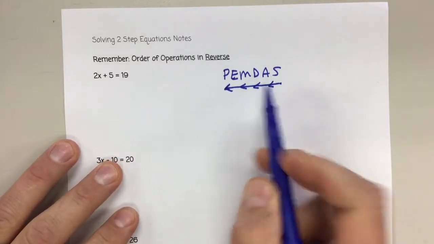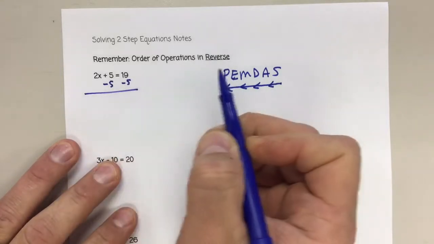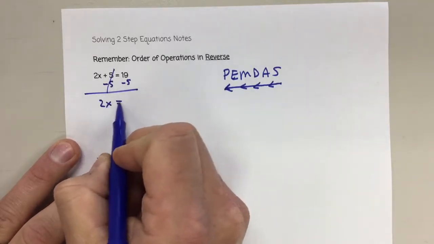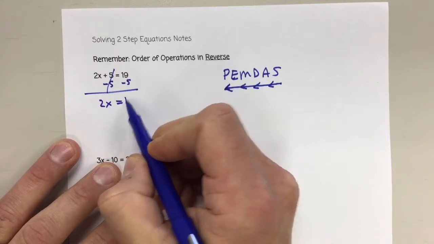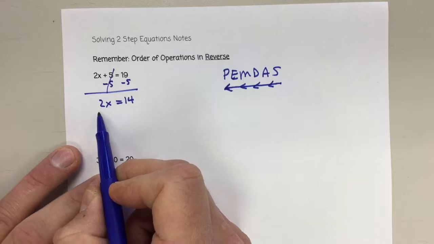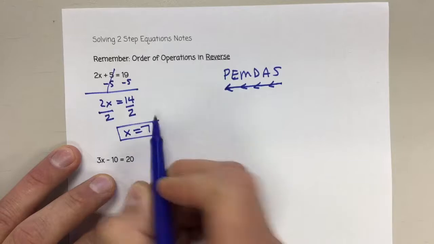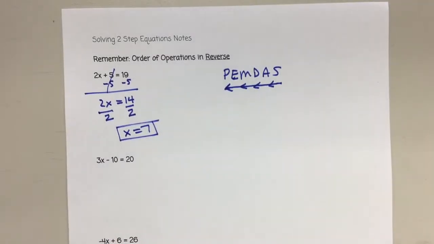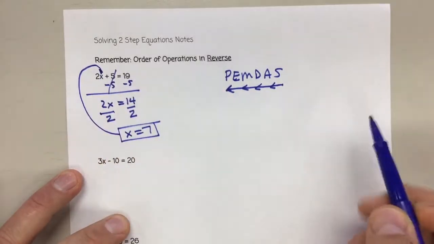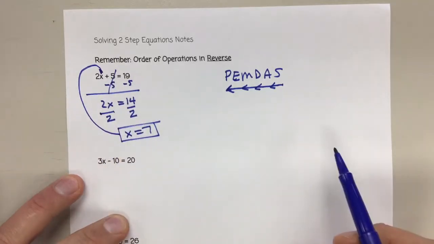So I'm going to get rid of the addition or subtraction first, so I'm going to get rid of the plus 5 by subtracting 5 from both sides. Those cancel, but the 2x stays there. And 19 minus 5, of course, is 14. Now it's just a one-step equation. And since I multiply them by 2, I simply divide both sides by 2, and I get 7. Again, we could plug that number into the equation for x to make sure we're right. So 2 times 7 would be 14, and 14 plus 5 is 19.